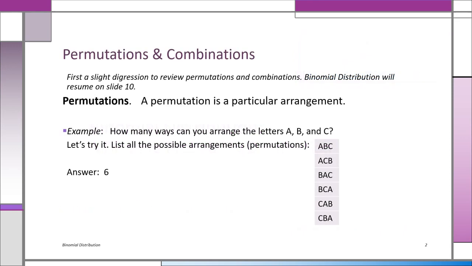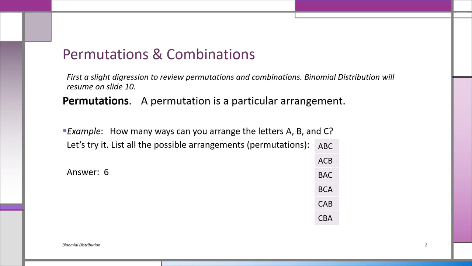A permutation is a particular arrangement. For example, if I ask you how many ways can you arrange the letters A, B, and C, well, I'm listing all the permutations or arrangements. A, B, C is different from A, C, B, different arrangement. You can also do it as BAC or BCA or CAB or CBA. So you really have 6 ways to arrange the letters A, B, C.